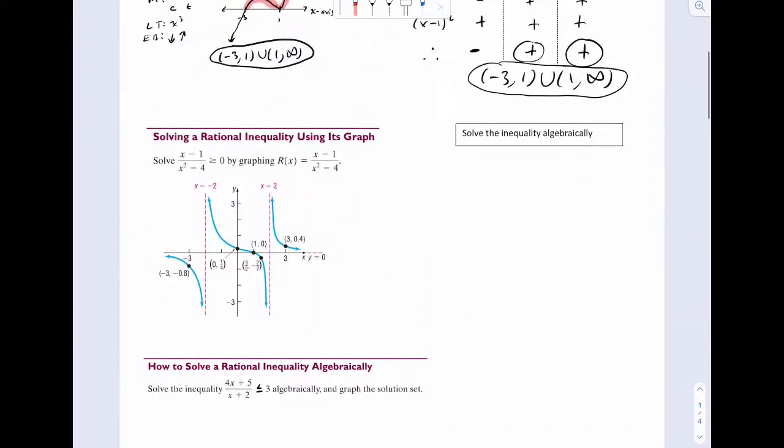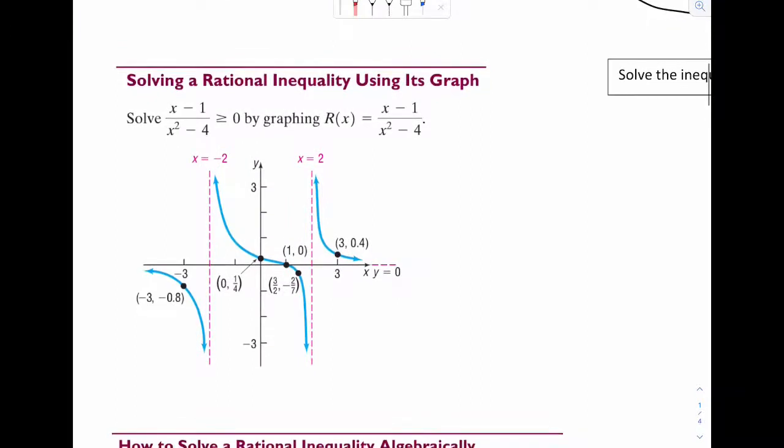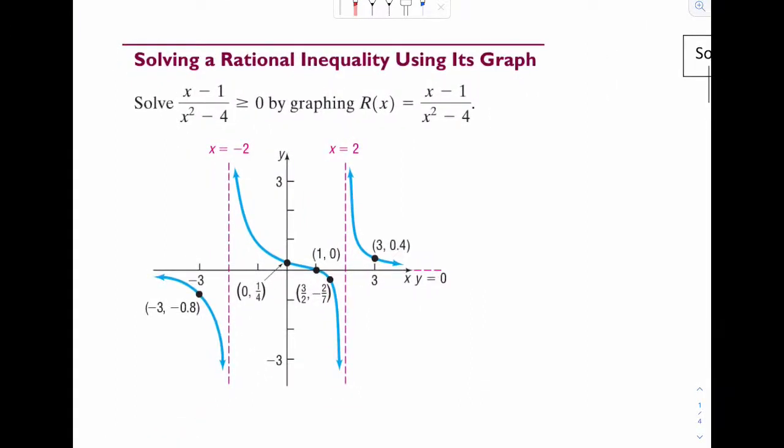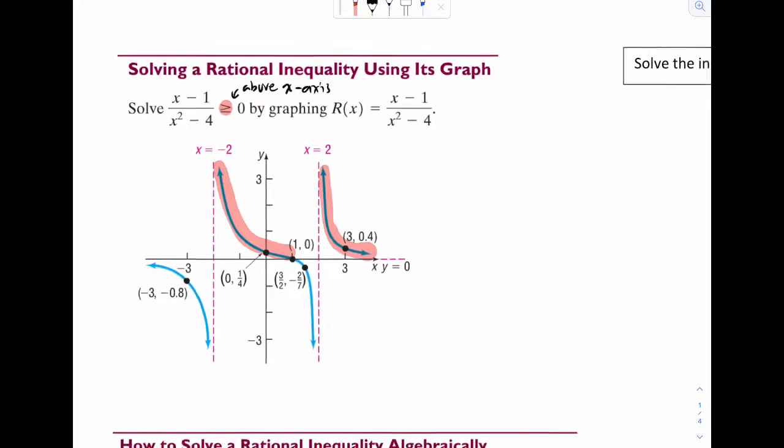Let's go to our next example. Solve it graphically. For this one, I gave you the graph. All you have to do is interpret. So let's highlight this. That's greater than or equal to. So we're looking for where it's going to be above the x-axis. Let's highlight everywhere that would happen. I can see that's right here and right here. Also notice that it's equal to 0. So we do got to make note of that.